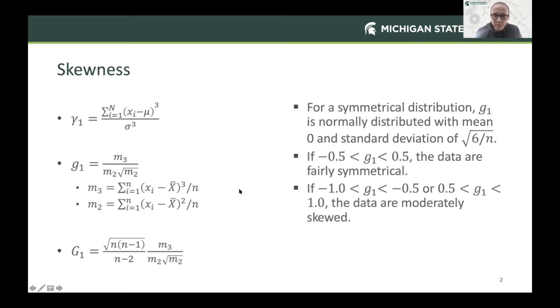We want to stay within that plus or minus 1/2 to discern that the data are essentially symmetrical. And then if we get beyond that, up to plus or minus 1 would be moderately skewed, and anything beyond that skew would become a particular concern, okay?